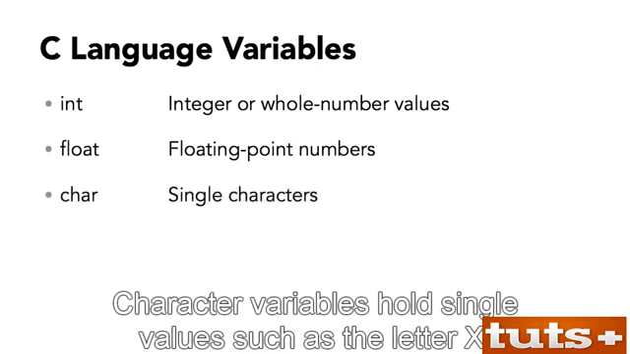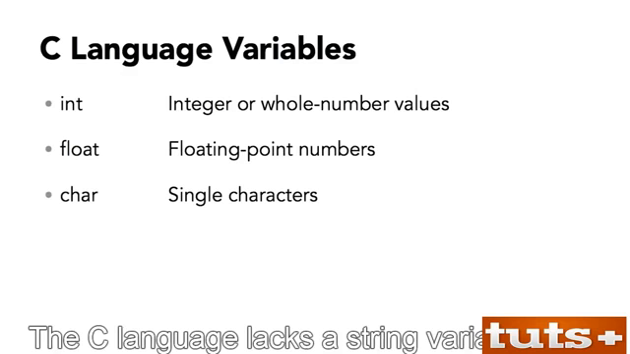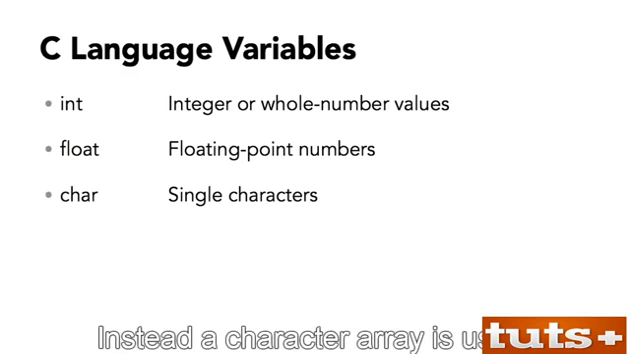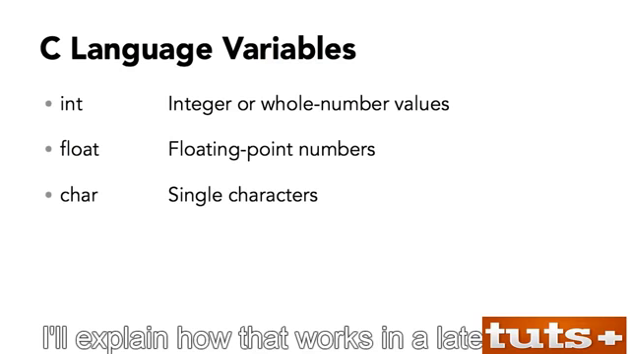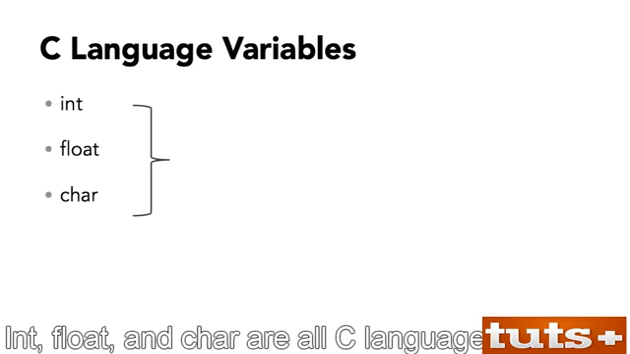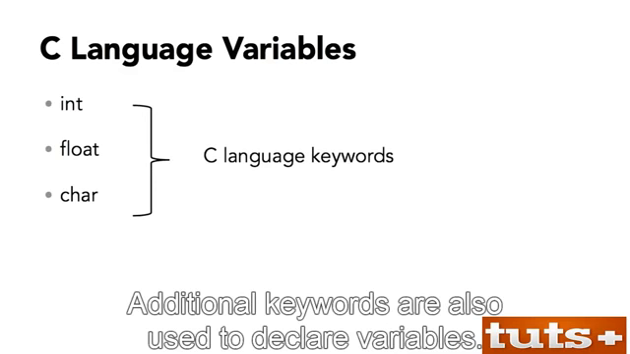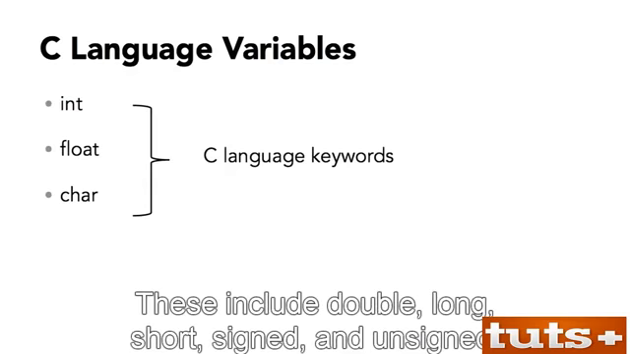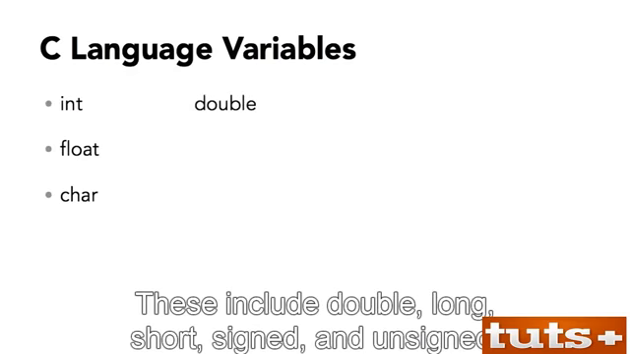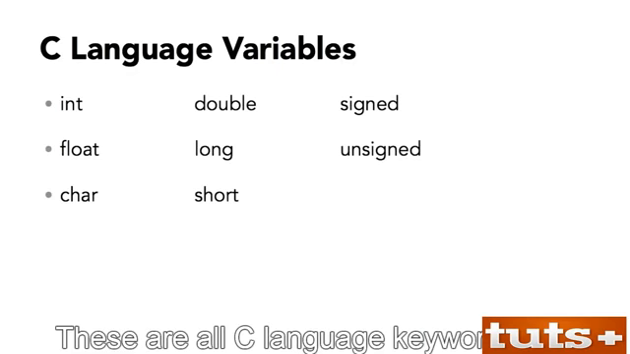The C language lacks a string variable type. Instead, a character array is used. I'll explain how that works in a later movie. Int, float, and char are all C language keywords. Additional keywords are also used to declare variables. These include double, long, short, signed, and unsigned. These are all C language keywords, and they're used to declare types of variables.